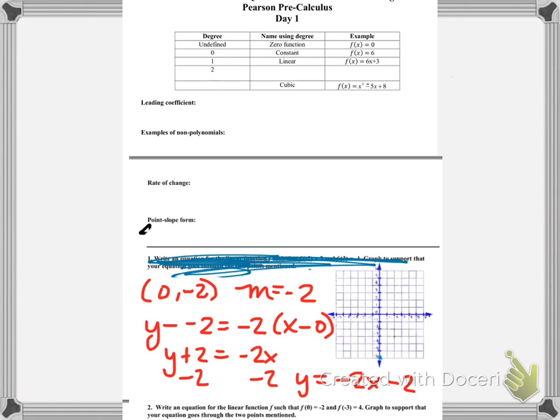To graph that, what this equation means is that this is an mx plus b. B is your y-intercept. So if my y-intercept is at negative 2, I'm going to go to the graph and put a dot at negative 2. This is my slope, m. If my slope is negative 2, I'm going to go down 2 units over 1.